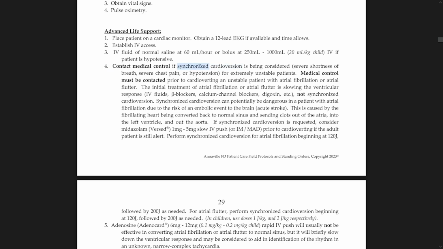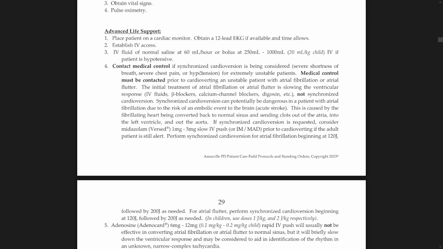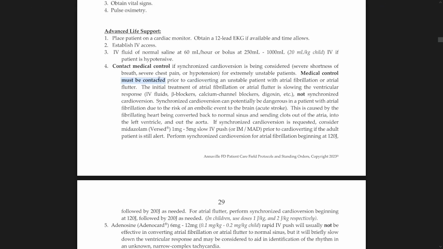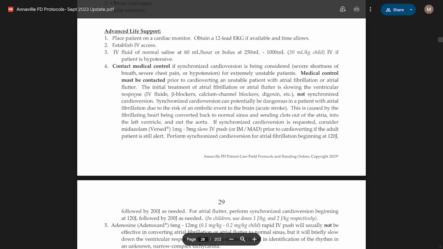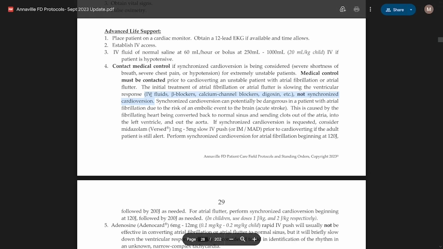We want to remember this is synchronized cardioversion. It will depend on whether a patient has severe shortness of breath, severe chest pain, or hypotension. For extremely unstable patients, medical control must be contacted prior to cardioverting an unstable patient with AFib or atrial flutter. The initial treatment for atrial fibrillation or atrial flutter is slowing the ventricular response with IV fluids, beta blockers, calcium channel blockers, digoxin, and etc., not synchronized cardioversion.